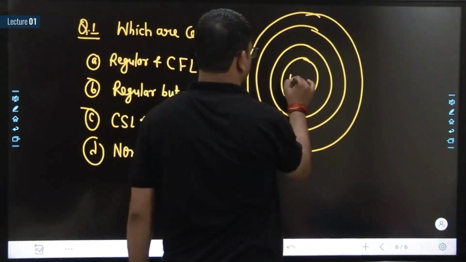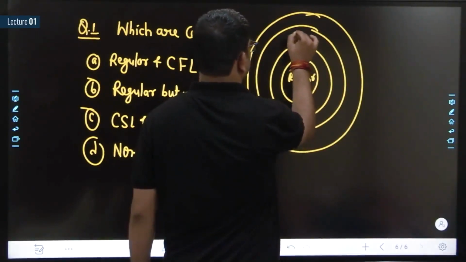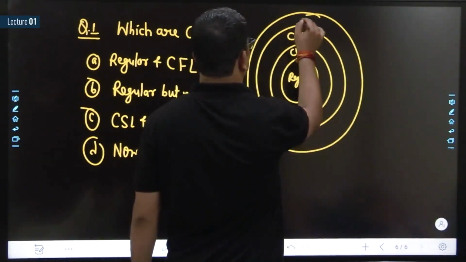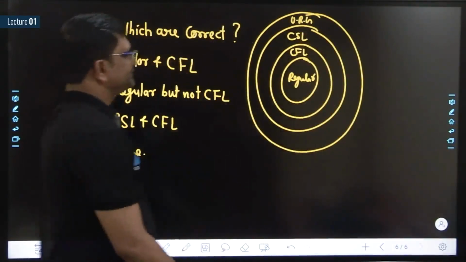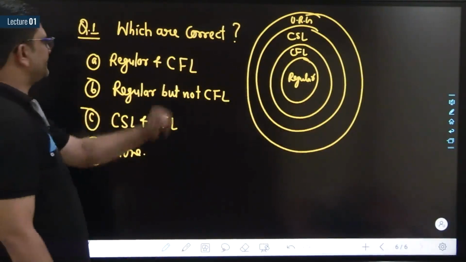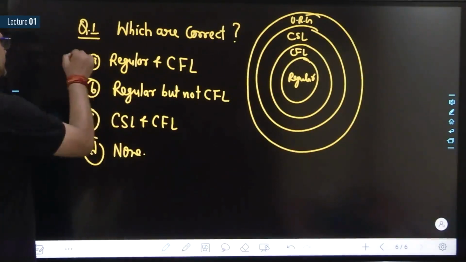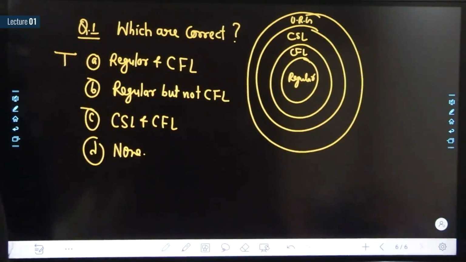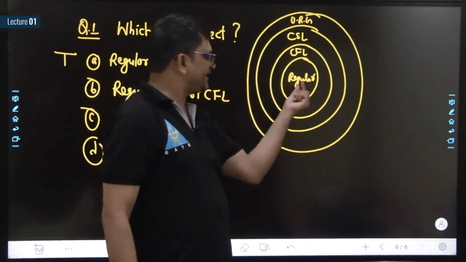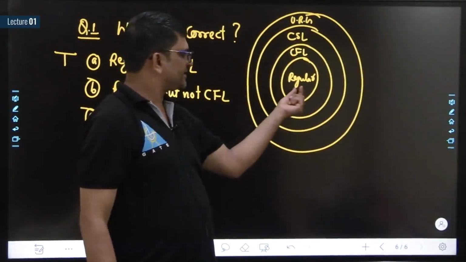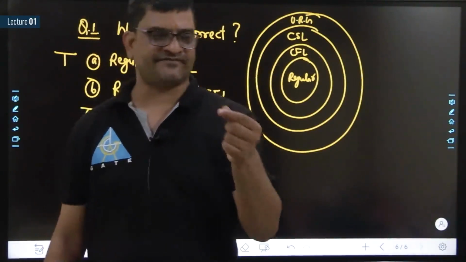This is regular, CFL, CSL and unrestricted grammar. Okay. Every regular language is CFL. So regular and CFL, this is true. Regular but not CFL is not possible, because every regular language is CFL.